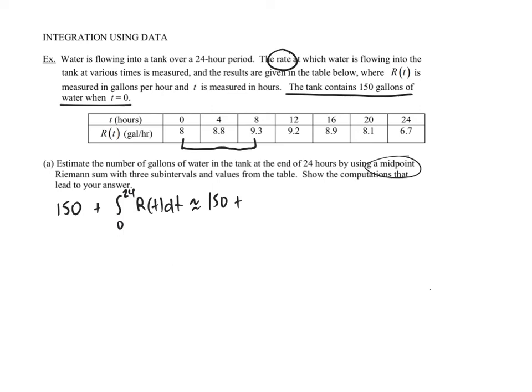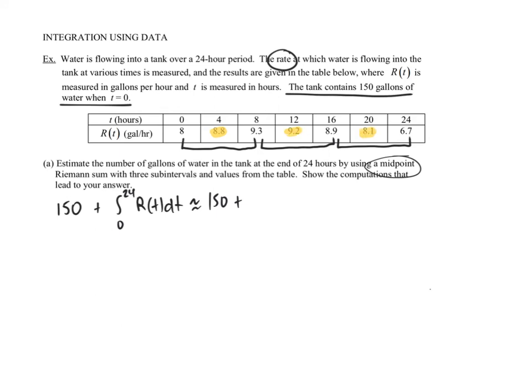So this is going to be my first subinterval from 0 to 8. My next subinterval will be from 8 to 16. And my third subinterval will be from 16 to 24. And I want to take all of the numbers that are in the middle. So that would be the 8.8, that would be the 9.2, and that would be the 8.1.